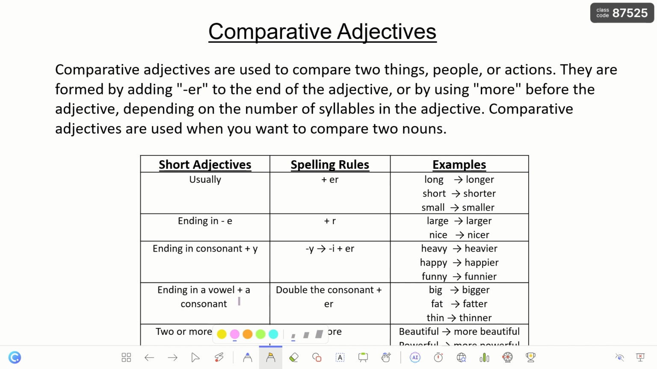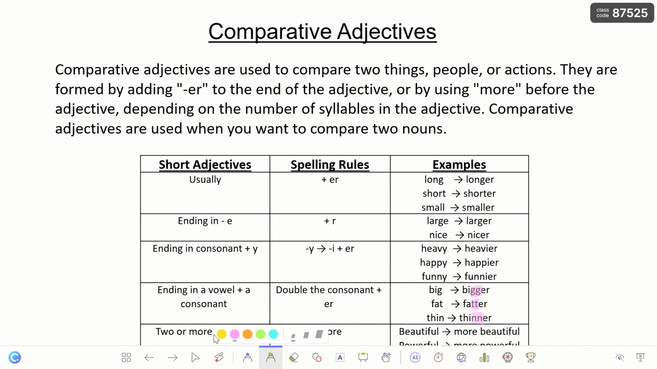Okay, if ending in a vowel and a consonant, we double the consonant. This is for short adjectives that have consonant, vowel, consonant. Consonant, حرف ساكن. Vowel, حرف علة. Consonant, حرف ساكن. So big, bigger. I double the last consonant. Fat, fatter. Thin, thinner.